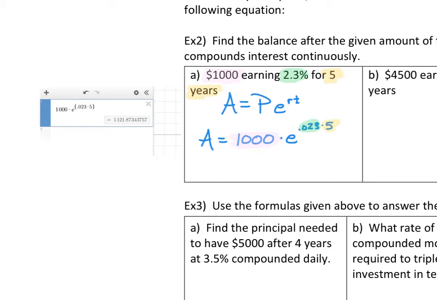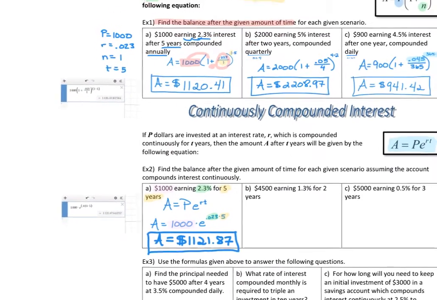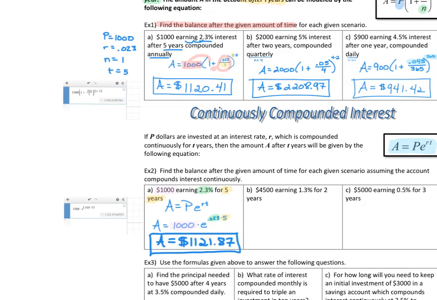And in the graphing calculator, I don't think you need to put the parentheses, just 1,000 times and then second ln to get the e. And the cursor should already be in the exponent place. And your answer here then is 1,121.87, or 87 cents.